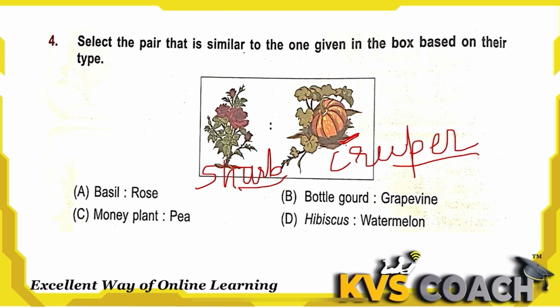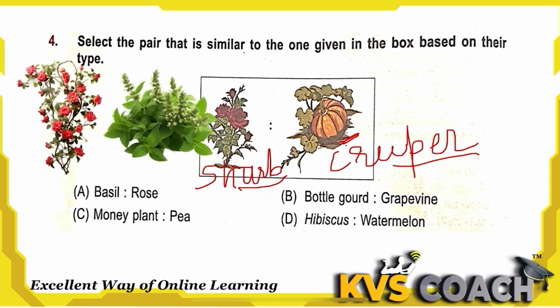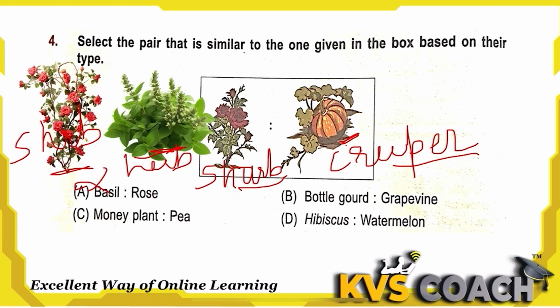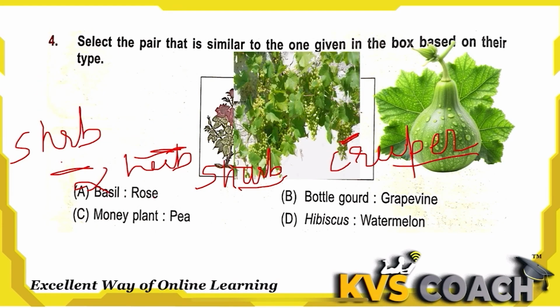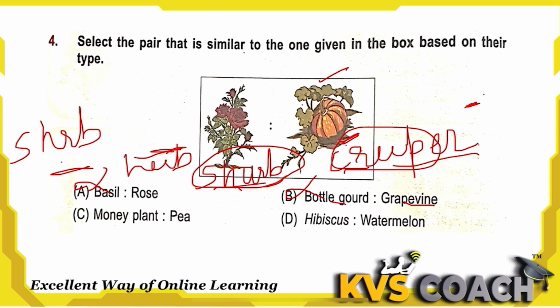So number one is A, basil and rose. This is rose and this is basil. Rose is a shrub plant, right? But basil is an herb, not a creeper. It means this is the wrong pair. So next one we have bottle gourd and grapevine. Grapevine is a climber plant and bottle gourd is a creeper plant. So climber and creeper is not the right pair. We need a shrub and creeper pair. So this is also not the correct answer.